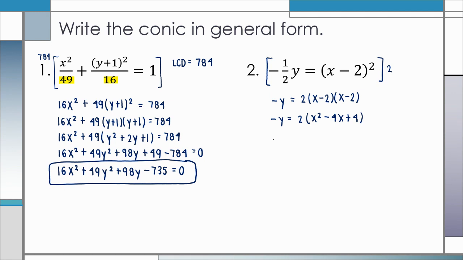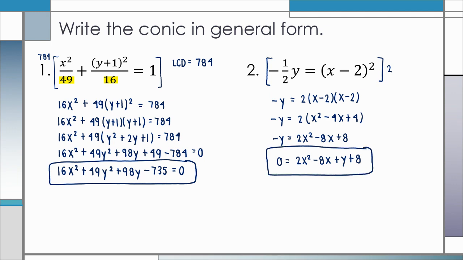I'm going to go ahead and distribute that 2. So we'll have a 2x squared minus 8x plus 8. And then the last step is I want to make it equal 0. So I'm going to move that y over by adding. So we're going to have a 2x squared minus 8x. I'm going to put that y term next. It's a positive y. And then I'll put that number last. Here is my general form for that. And notice how that one was a parabola. So here's the general form of this parabola.